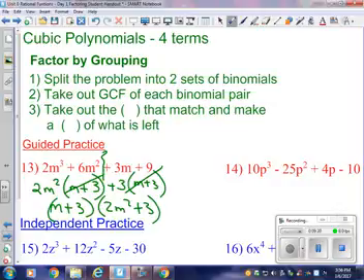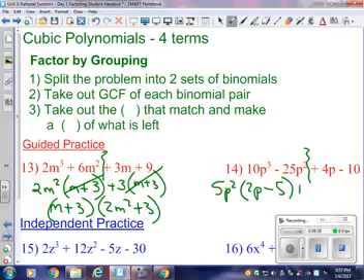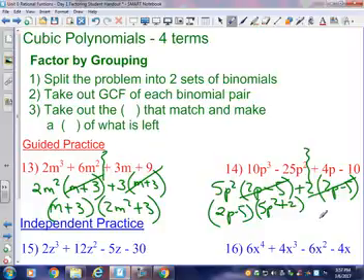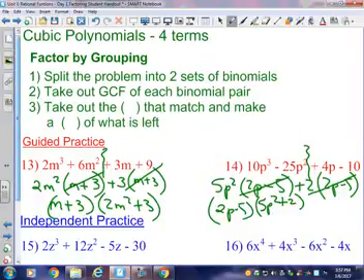Now over here, if I split the problem, I could take out 5p squared, and that'll leave me with 2p minus 5. I can take out 2, and that leaves me with 2p minus 5. So 2p minus 5 is the greatest common factor now, because I can take it out of both halves of the question, and 5p squared plus 2 is my other parentheses.